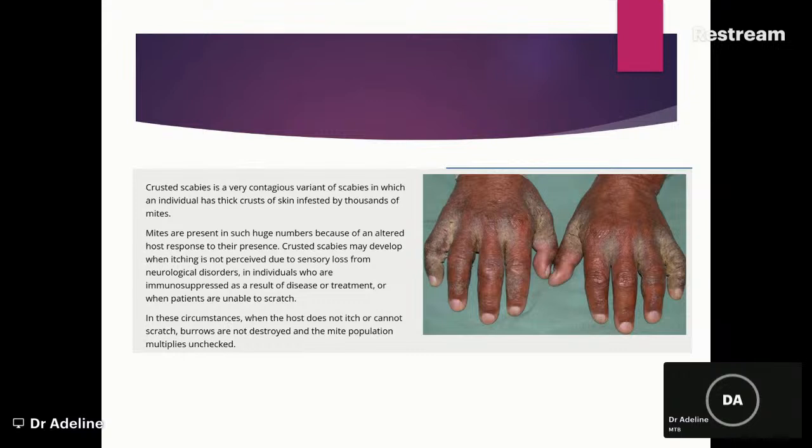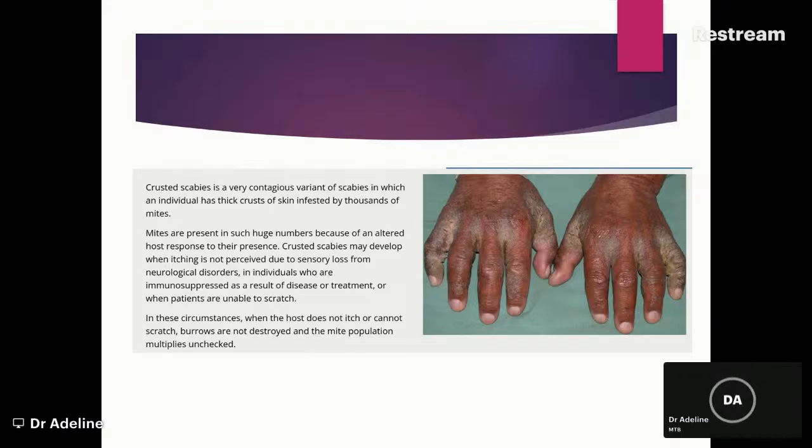This usually happens when there is some sensory loss from neurological disorders and the person is not able to perceive the itching, and also in individuals who are immunosuppressed. When patients are unable to scratch properly, this can lead to crusted scabies, which is a really contagious variant. In these circumstances, when the host does not itch or cannot scratch, the burrows are not destroyed, and as a result, the mite population rapidly multiplies.